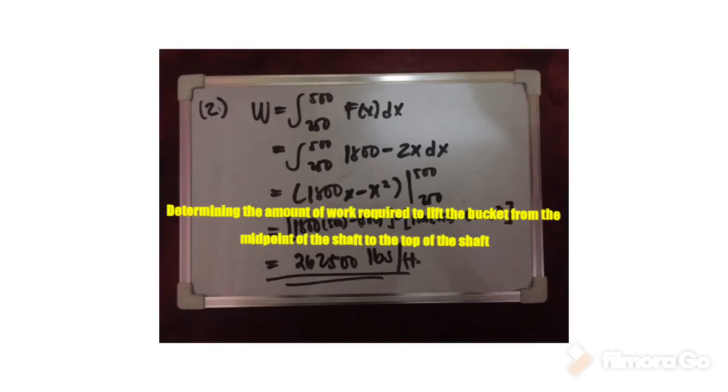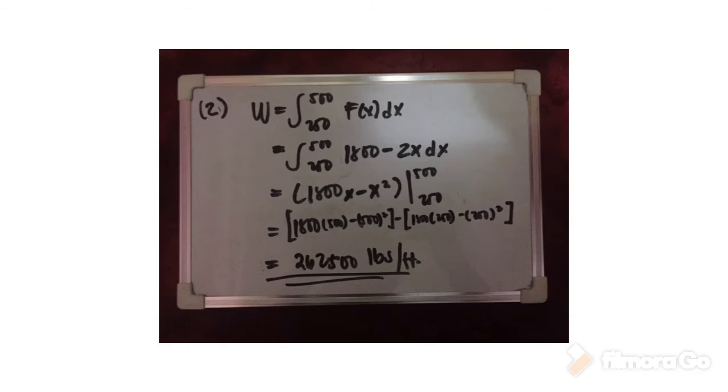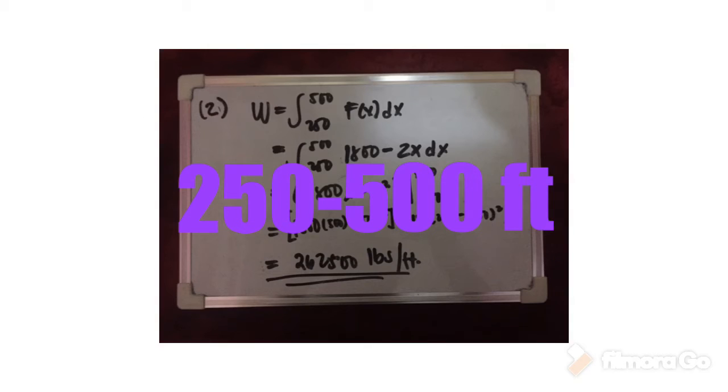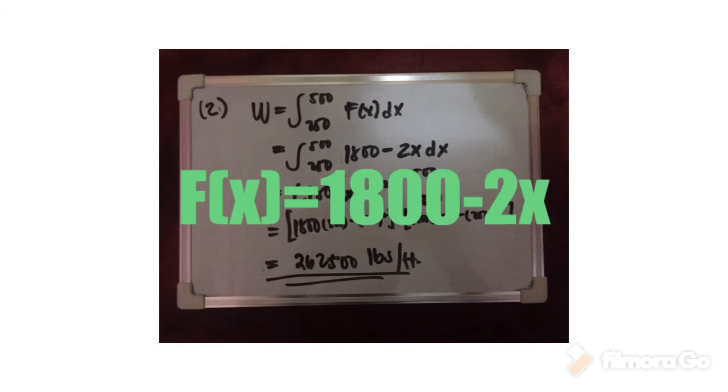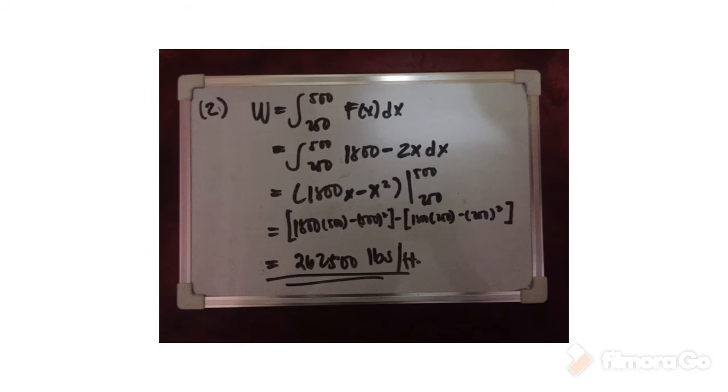Moving on to our second question, which is determining the amount of work required to lift the bucket from the midpoint of the shaft to the top of the shaft. So it will begin from the midpoint all the way up to the top of the shaft. The process is still the same. You will still use the equation of the work, which is the integral of f(x) dx from a to b, or from 250 to 500 feet. After that, you will again substitute the function of x, which is the integral of 1,800 minus 2x dx from 250 to 500 feet.